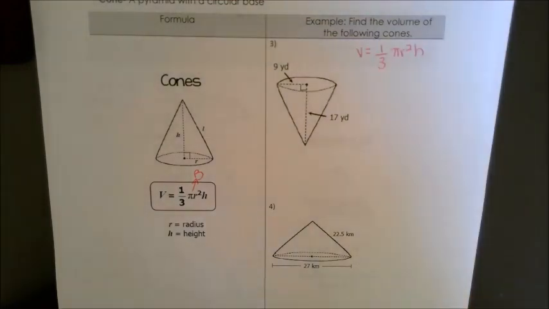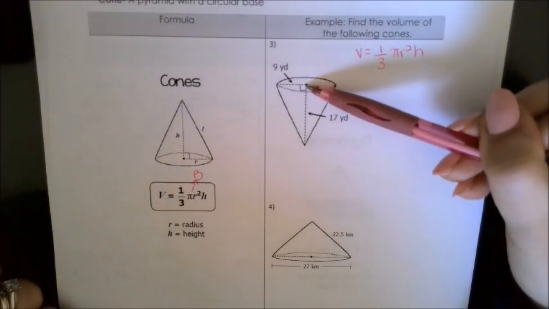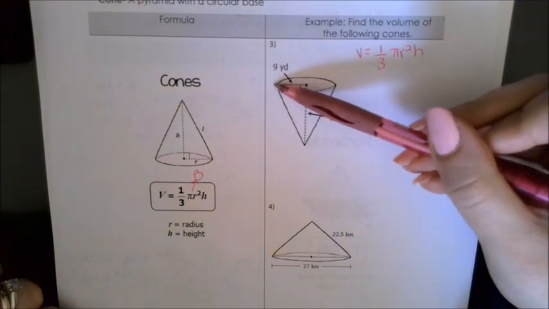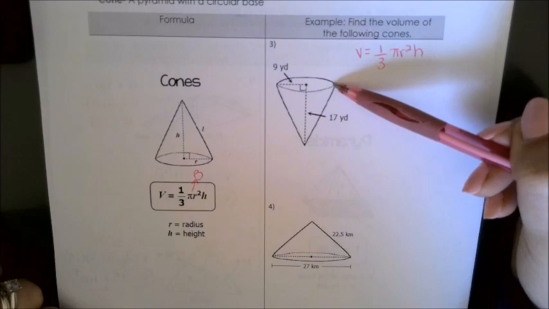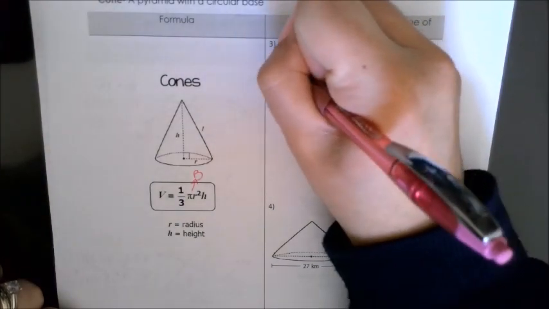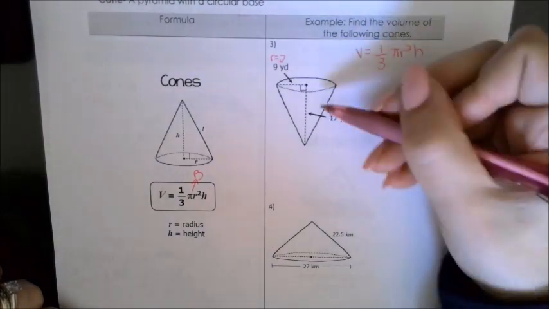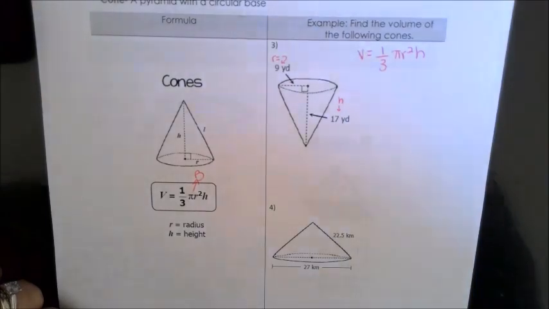So let's see if we have everything. I need a radius. So a radius has to be from the center point all the way to the edge of the circle, which is right here, 9. If you get a diameter, just remember to take half of it. So in this case, that's my r. And this is my vertical height of the cone, so that's perfect. That's h.